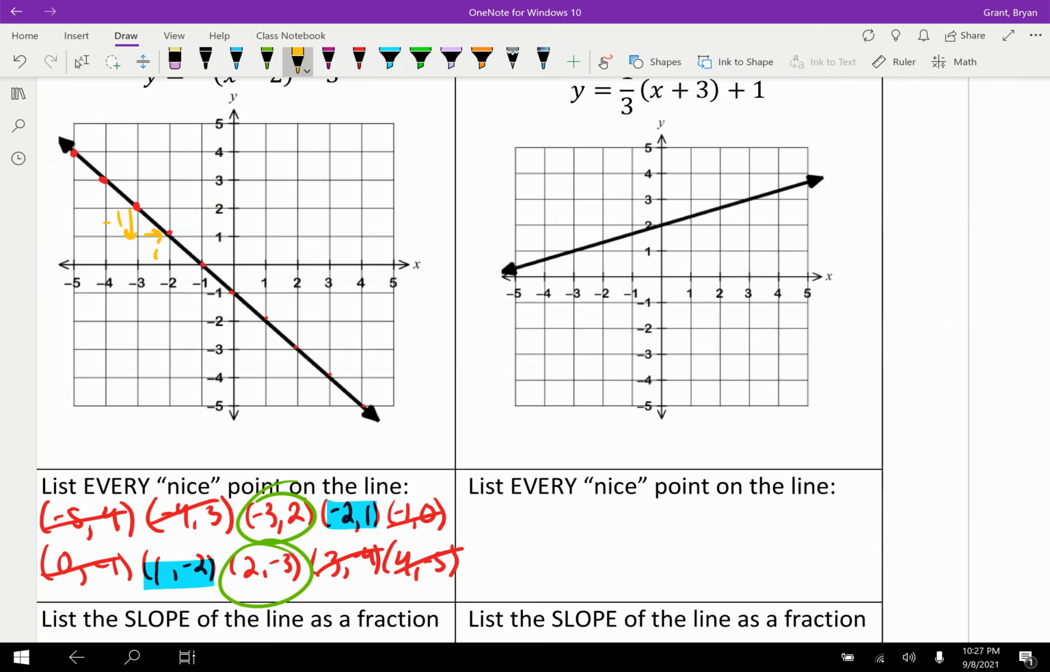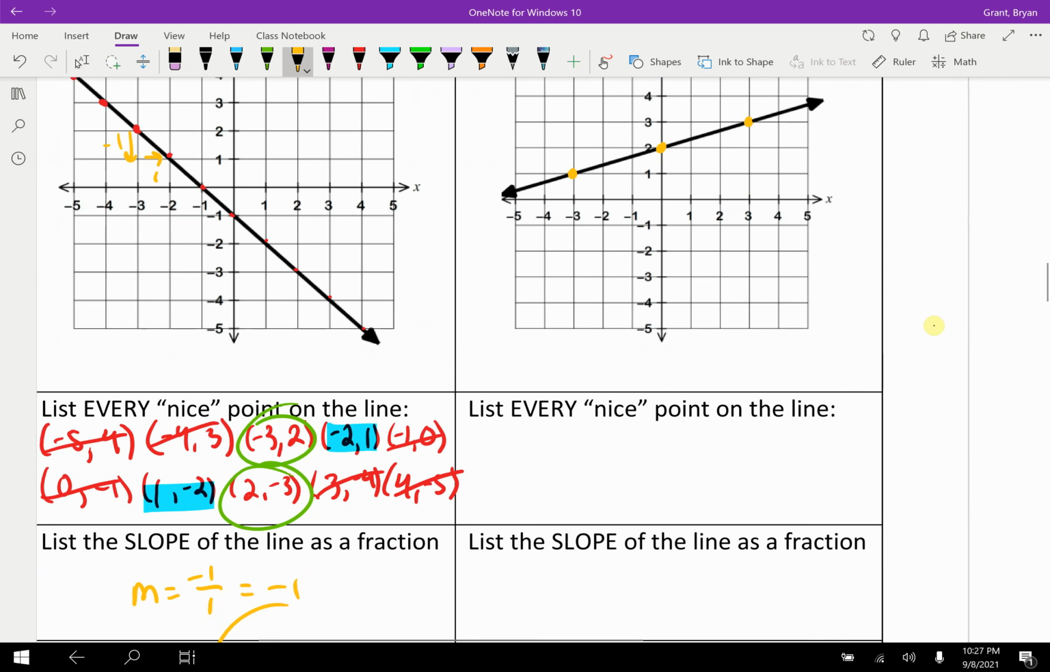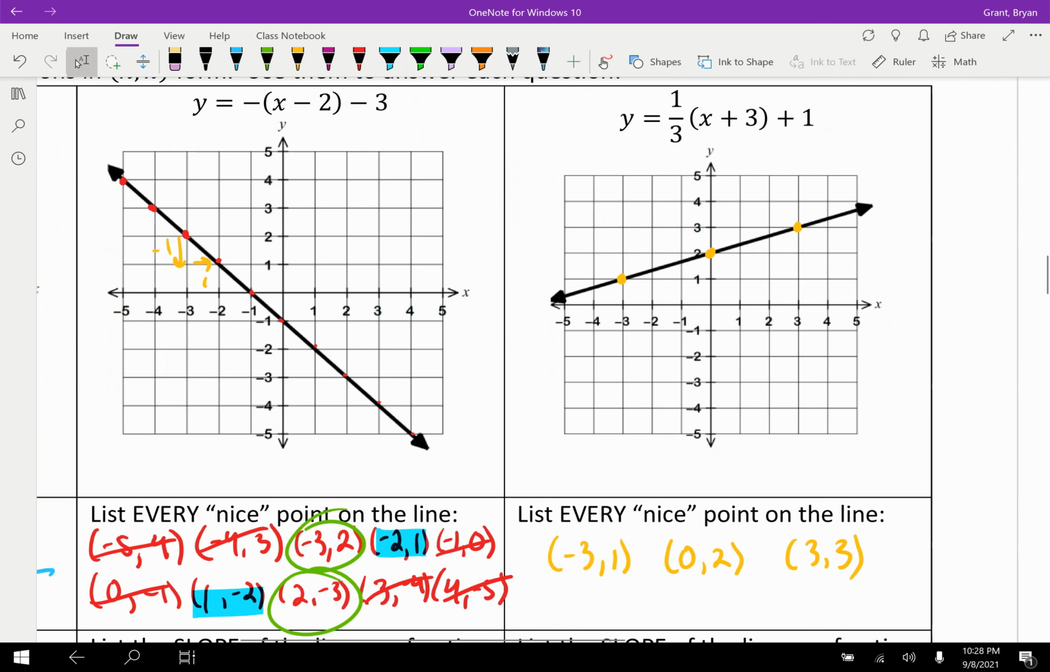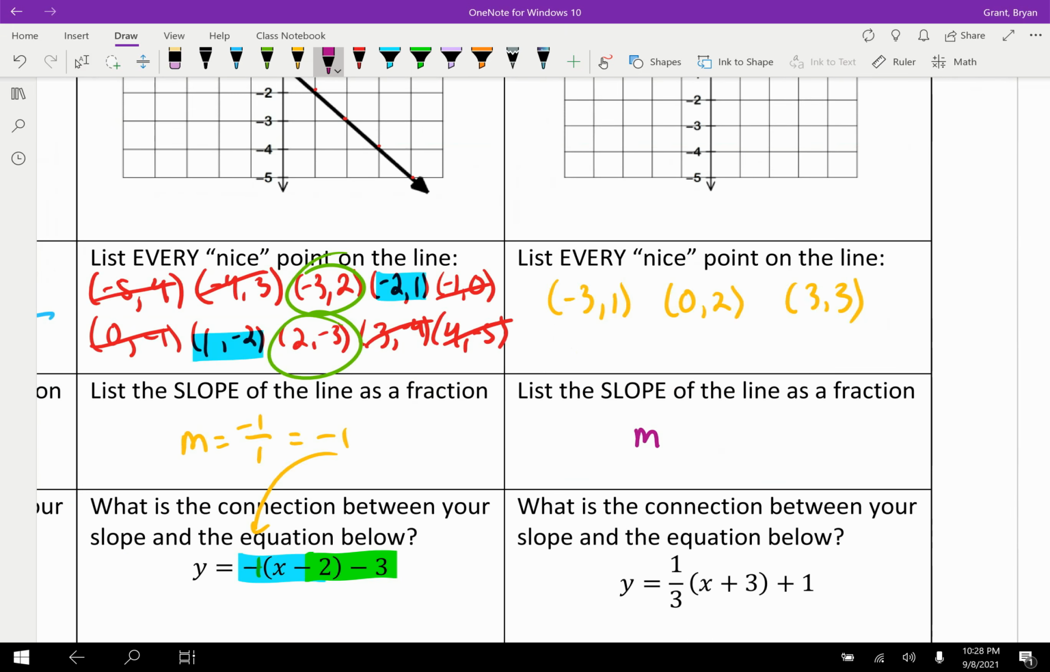We have some important points. Looks like one here, here, and here. Not bad. So only 3 points this time. Nice. -3, 1, 0, 2, and 3, 3. All right. List the slope of the line as a fraction. It looks like we go up 1 and over 1, 2, 3. So my slope is 1/3. Nice. And notice that the slope matches. I think we're pretty good there.